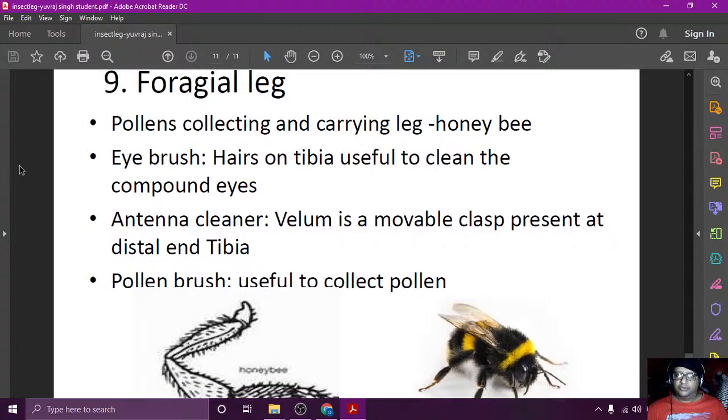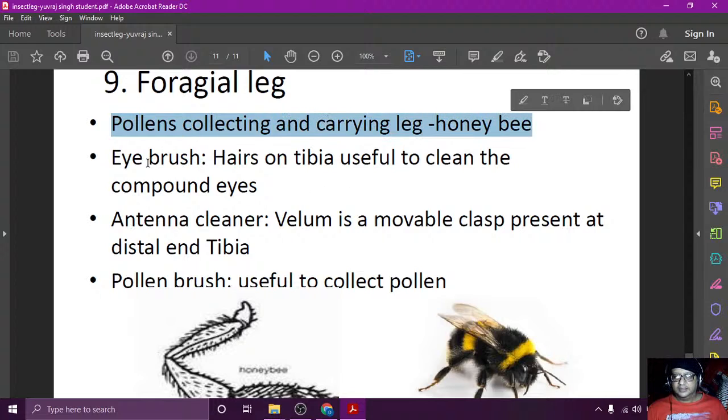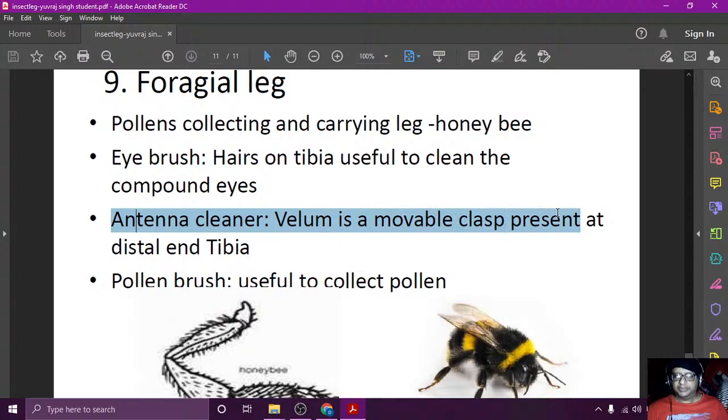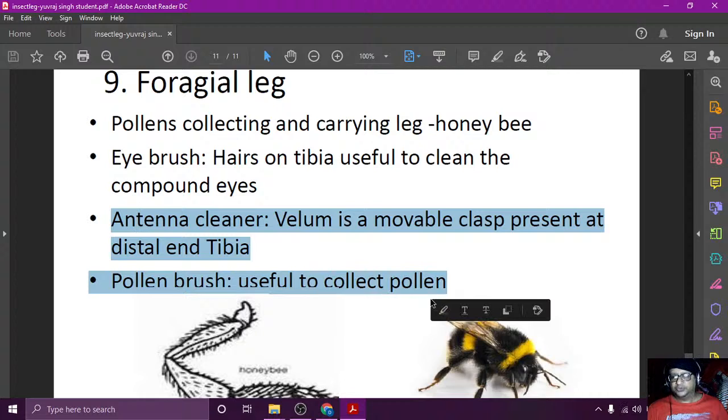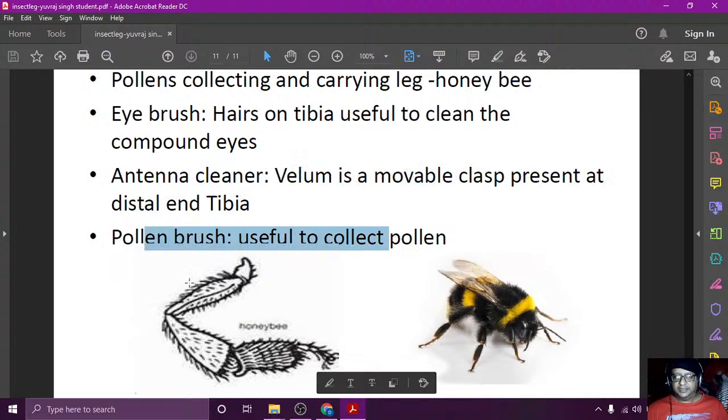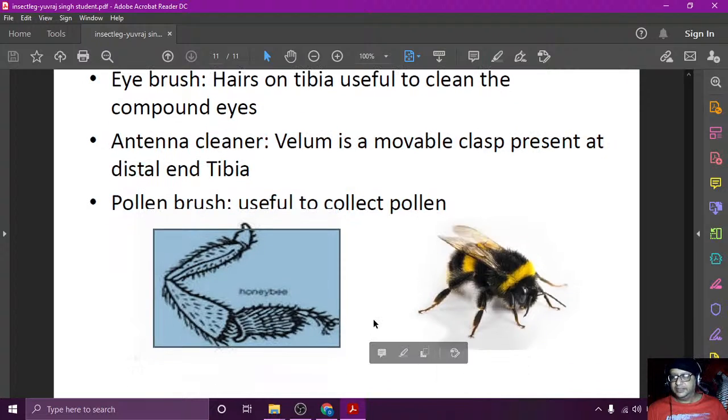Then the foraging legs, for foraging, pollen collection and carrying in the honeybee. The eye brush, hairs on the tibia, is useful to clean the compound eyes. Then you have the antenna cleaner. The velum is a movable clasp present at the distal end of the tibia. Then you have the pollen brush, useful to collect pollen. This is that of the honeybee. So this ends my talk.